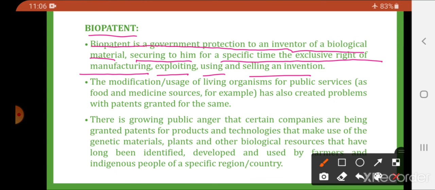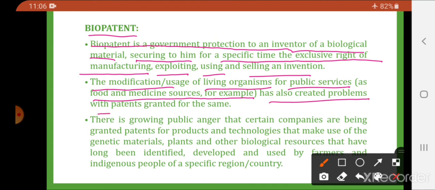So what is biopatent? It is a government protection given to an inventor of the biological material, securing him for the specific time the exclusive right of the manufacturing, exploiting, using and selling an invention. The modification or usage of living organisms for public services as food and medicine resources, for example, has also created problems with patents granted for the same.